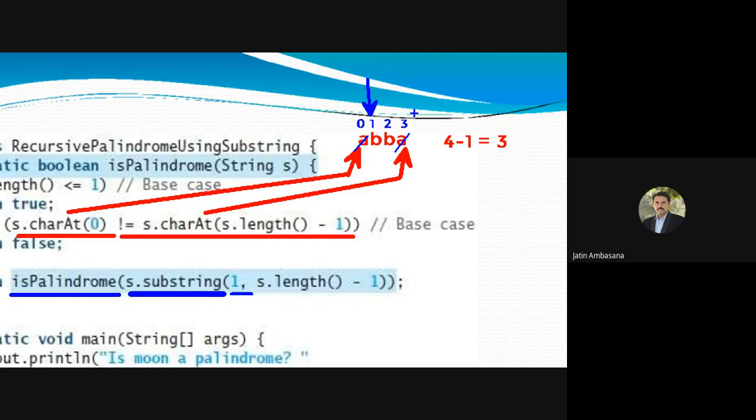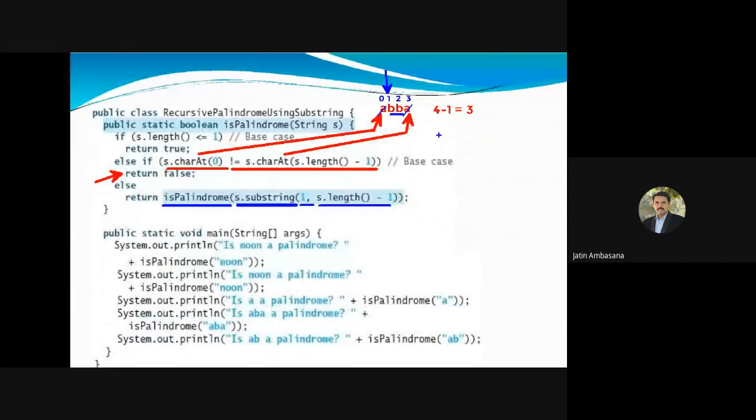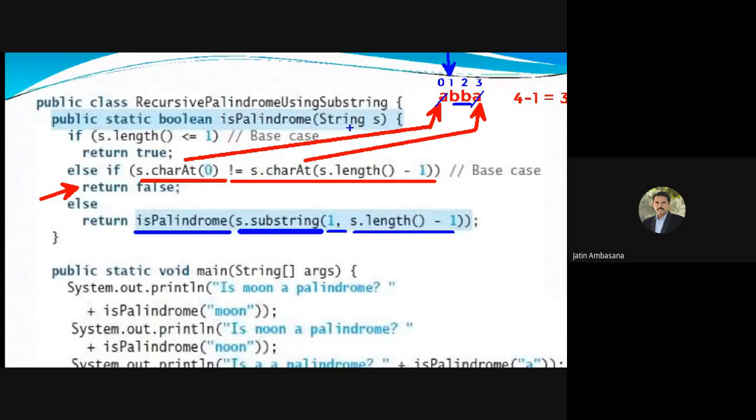It will exclude the third location and go from 1 and 2. 3 will be excluded, right? 1 up to 3. So then it sends B and B. Next time B and B comes, what happens? If both are the same, it goes on. If they are not the same, then it returns false.